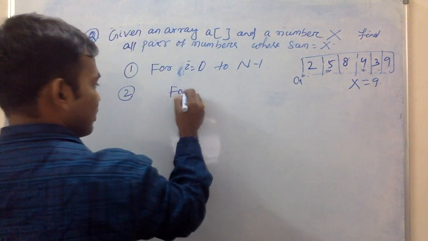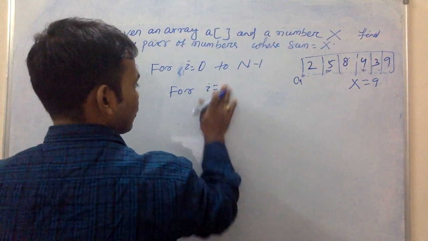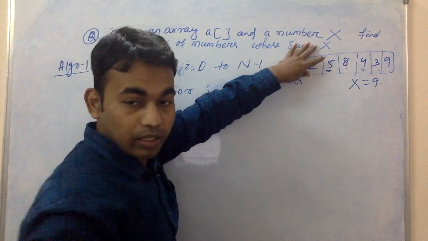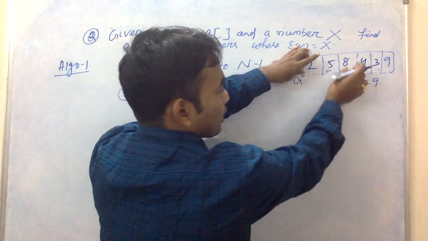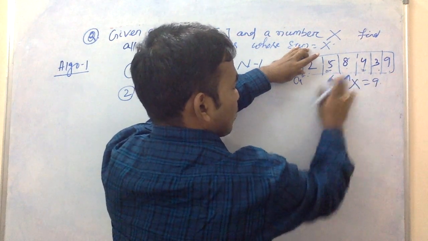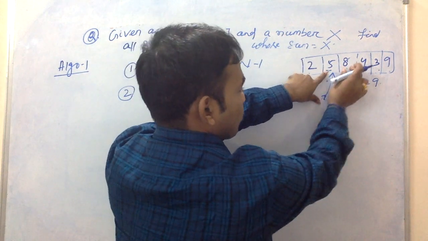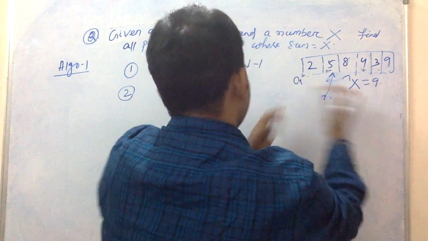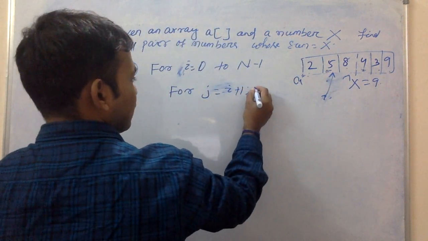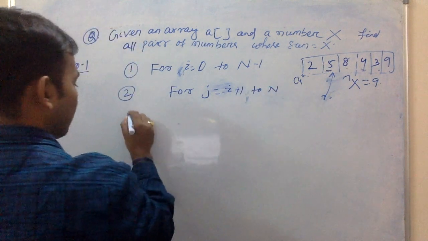The second step is a nested for loop: for j equal to i plus 1, because whenever I am at i, I am just trying to add this one, so j will vary from this to this. Whenever you take 5, j is going to vary and it will add and try to give the answer. That's why I'm writing for j equal to i plus 1 to n.